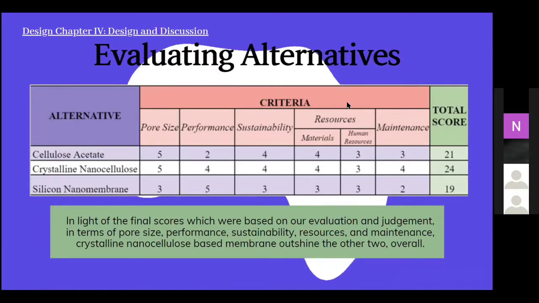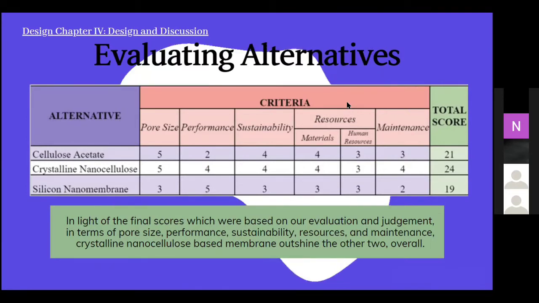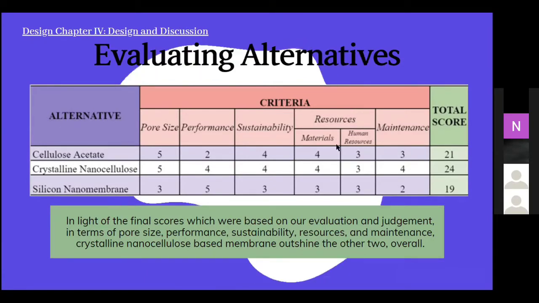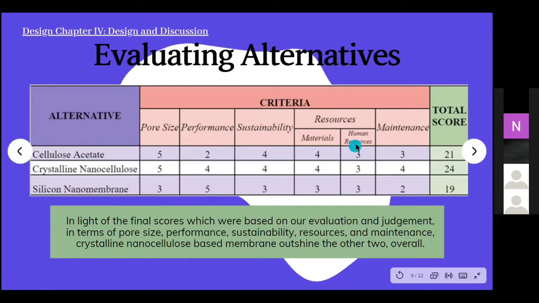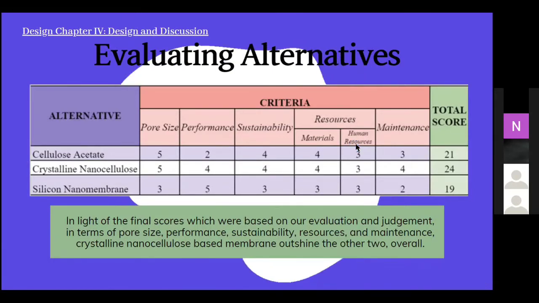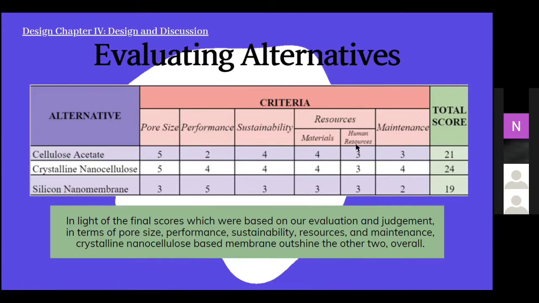For the materials, cellulose acetate and crystalline nanocellulose were each given a high score of 4 as they are naturally occurring, while silicon nanocellulose is relatively not as easy to produce. In terms of human resources, all three get an equal intermediate score of 3 due to the experts that would be required for their manufacture and upkeep.